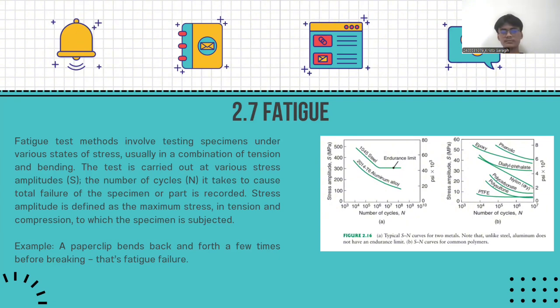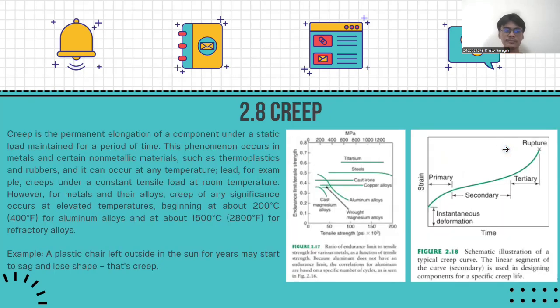For example, a paperclip is bent back and forth a few times before breaking. That's fatigue failure. Creep. Creep is the permanent elongation of a component under a static load maintained for a period of time. This phenomenon occurs in metals and certain non-metallic materials such as thermoplastics and rubbers, and it can occur at any temperature. Lead, for example, creeps under a constant tensile load at room temperature.